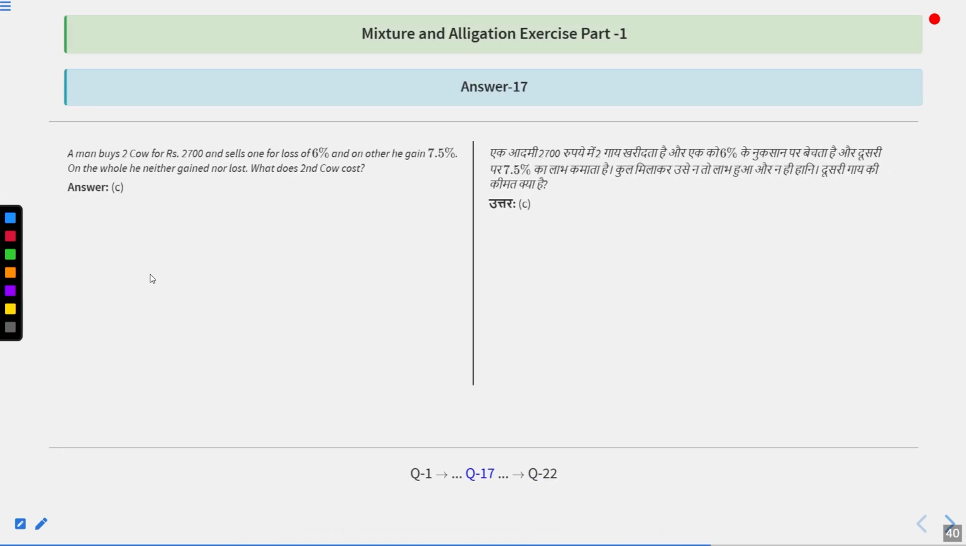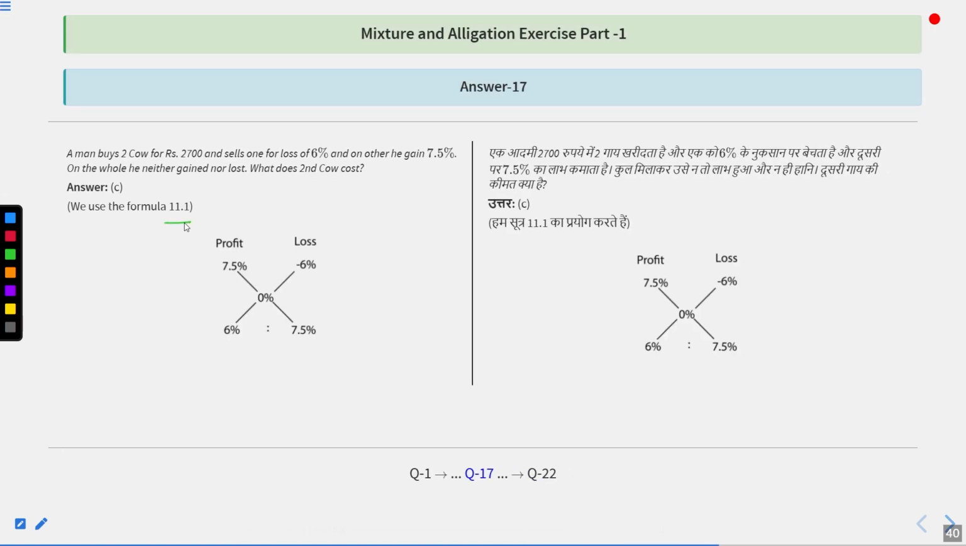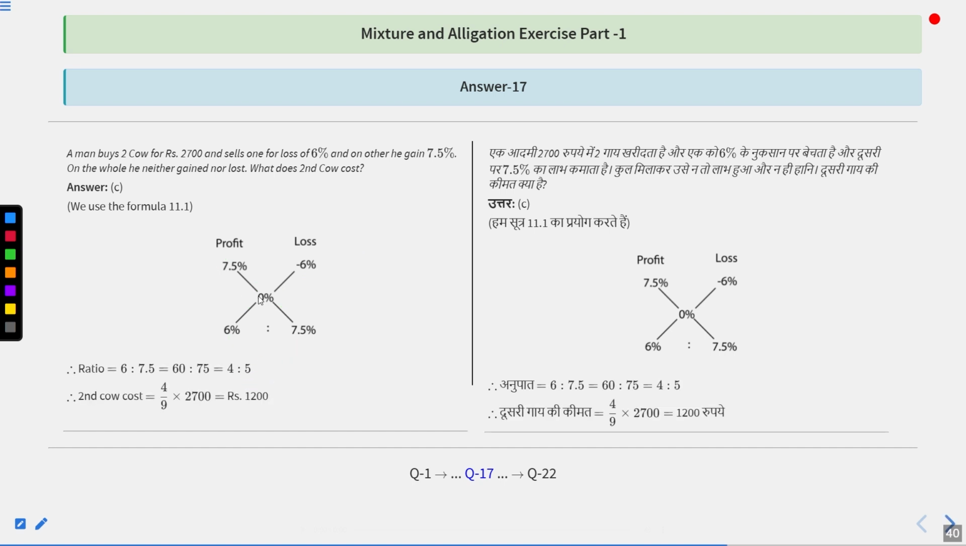Now time's up. Let's see the solution. We are going to use formula 11.1. On one cow he got 7.5% profit and on the other he lost 6%. And in the whole transaction, he neither gained nor lost. So what will the ratio become? 6 ratio 7.5. When we solve it, we get the ratio 4 ratio 5. Now the question asks, what is the cost of the second cow? The second cow he sold at 7.5% gain. So the gain is 5, total is 9. So it will become 4 upon 9 multiplied by 2700. We can calculate it, which is 1200 rupees.